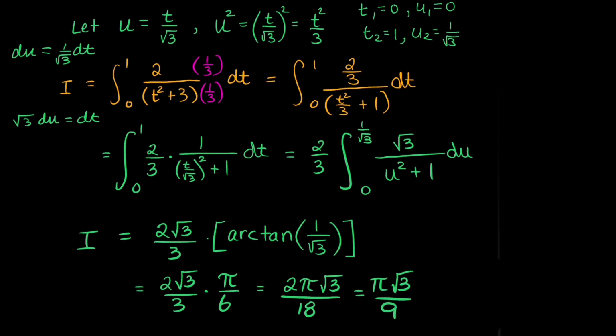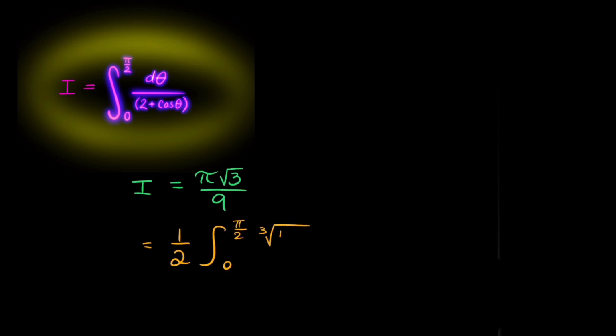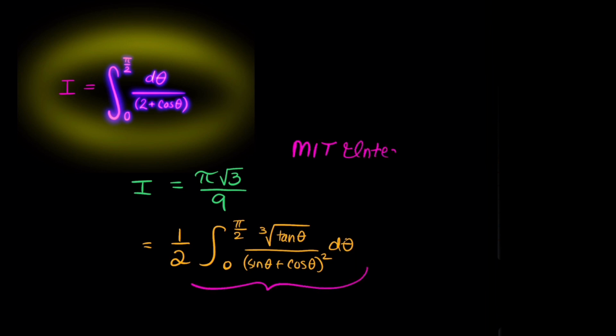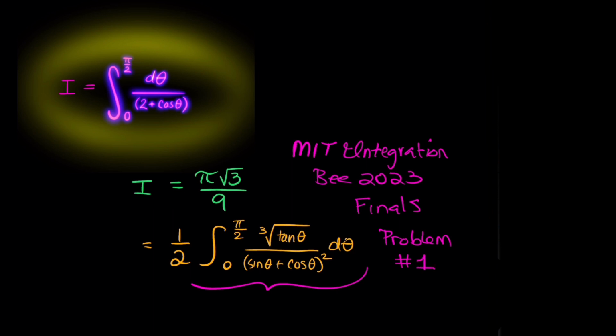Now if you caught my last video, you might notice that this is very similar to the answer we got there. You see, the integral here is pi radical 3 over 9. And that integral is exactly half of the integral from 0 to pi over 2 of the cube root of tangent over sine plus cosine squared d theta. And that integral was the integral from the MIT Integration Bee 2023 Finals, problem number 1. And again, if you're interested in seeing how that one was solved, check out my last video.